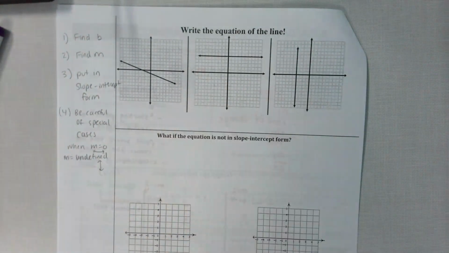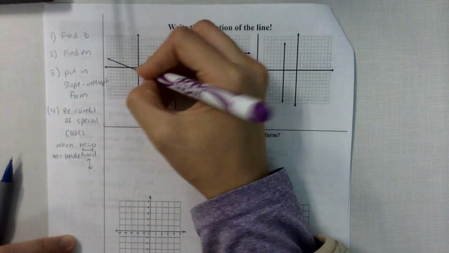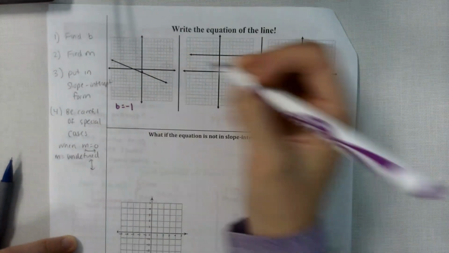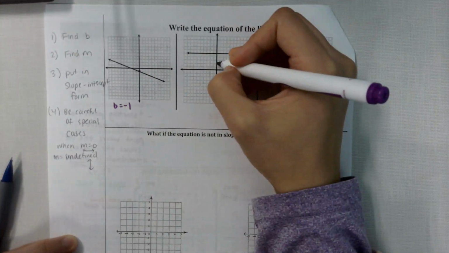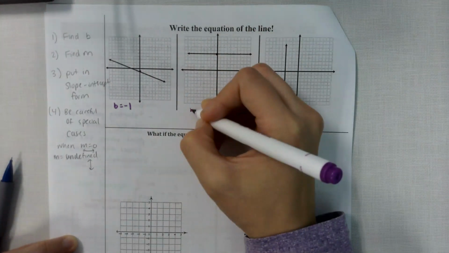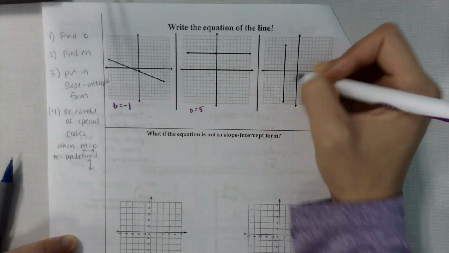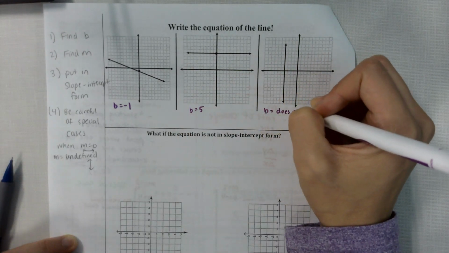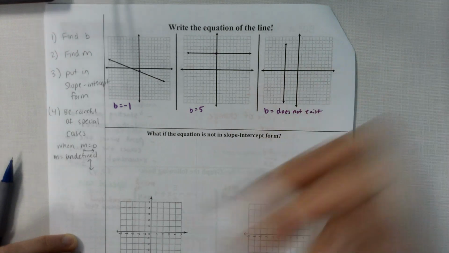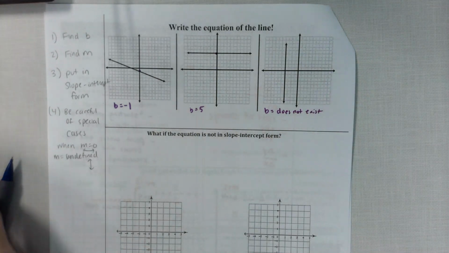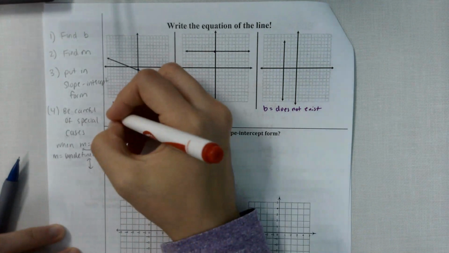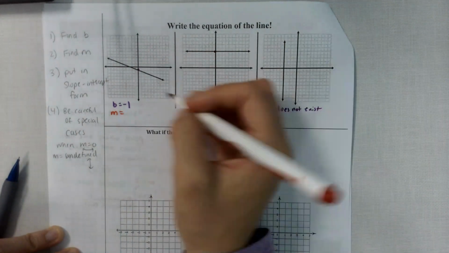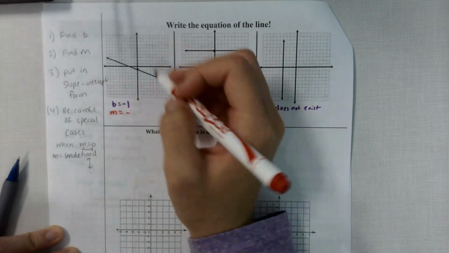Let's start. So we said find B. So B equals -1. Let's just do it all at the same time, right? 1, 2, 3, 4, 5. B equals 5. And then B doesn't exist. And then they want us to find M. So first of all, we know that M is negative. So we can put the negative there.